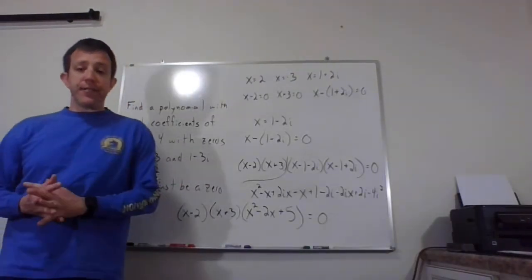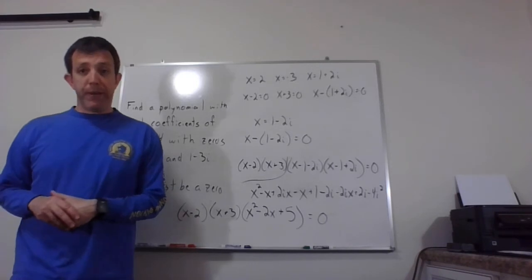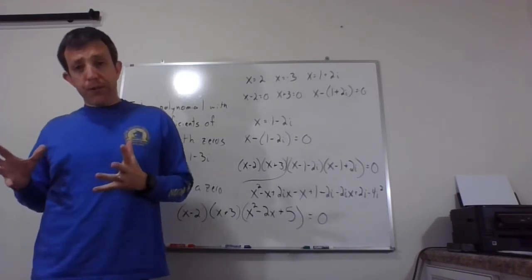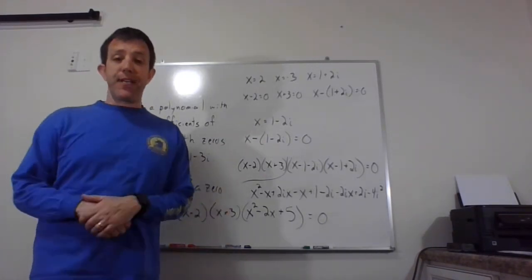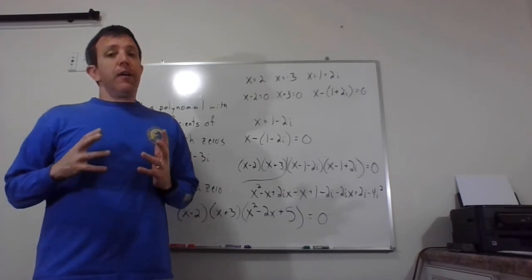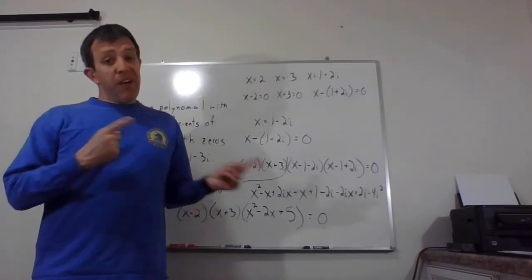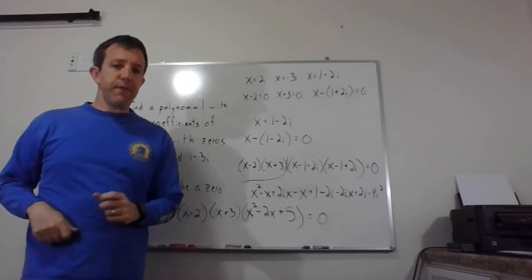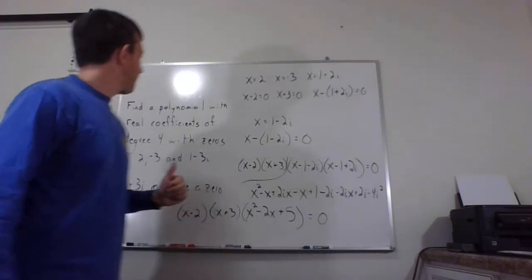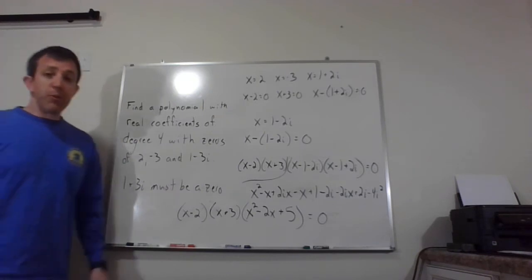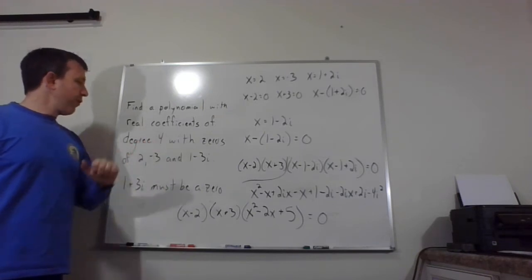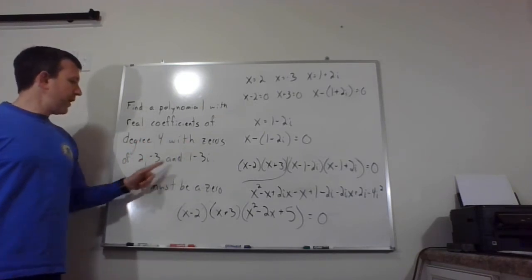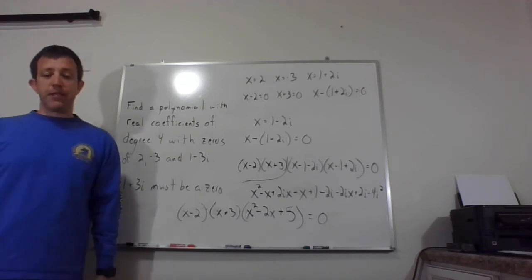All right, so the last thing I have here is we want to try and build a polynomial. We're going to start with zeros, and we're going to build the polynomial that has those zeros. I didn't quite finish the problem. I ran out of room on my board, but I think I got it far enough so that you can finish it up. So let's see what we have. Find a polynomial with real coefficients of degree 4 with zeros of 2, -3, and 1 minus 3i.